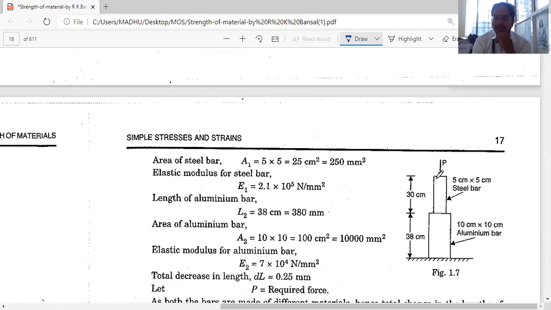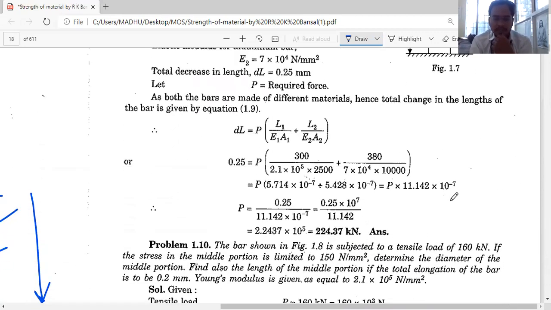There is a steel as well as an aluminum bar. Their cross sections are different. It is a square cross section, 5 centimeter by 5 centimeter, and this is 10 by 10. And their lengths are different. It is 30, and the other one is 38. They are the areas.